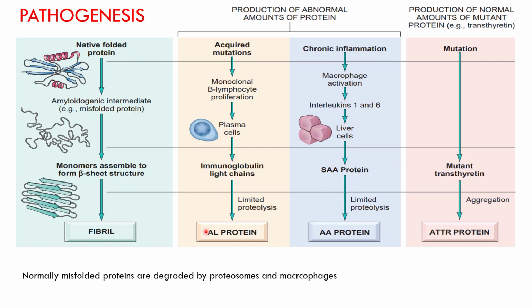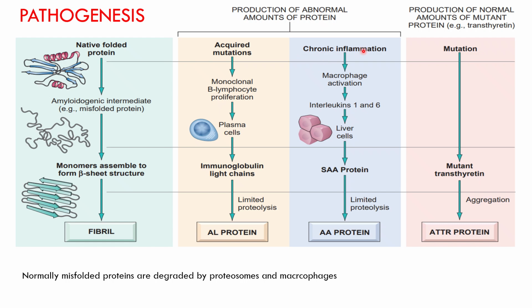So when is AL protein amyloid formed? When there are certain acquired mutations, like IgH, immunoglobulin heavy chain translocations, etc. There is monoclonal B lymphocyte proliferation, which forms plasma cells, and there is increased production of the immunoglobulin light chain. Due to the increased production of the immunoglobulin light chain, there is limited proteolysis of these chains, and these chains aggregate to form the AL proteins.